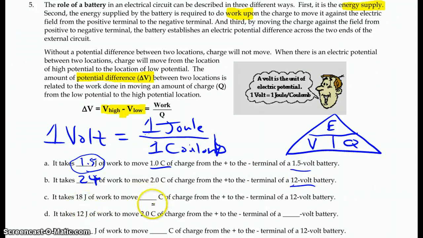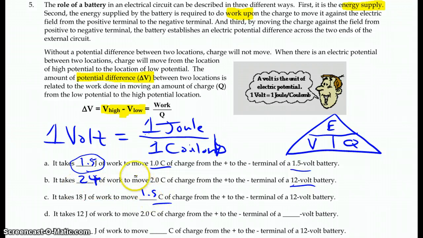Alright, now this time we're looking for the coulombs of charge, so I'm really looking for the Q. So I'm going to take the energy, 18 joules, and we're going to divide that by the potential of the battery, which is 12 volts. 18 divided by 12, we're at 1.5 coulombs.